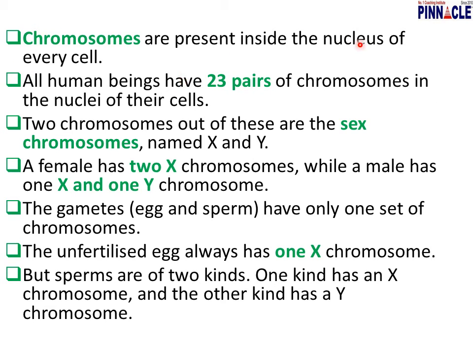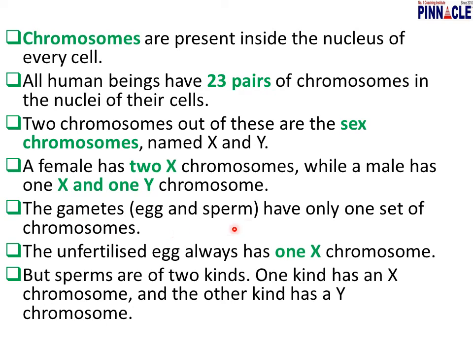Chromosomes are present inside the nucleus of every cell. All human beings have 23 pairs of chromosomes. The word 23 pairs is important. These 23 pairs mean 46 total chromosomes in the nucleus of the cells. Two chromosomes out of these are sex chromosomes. We call them X and Y chromosomes. A female has two X chromosomes only, very important, while the male has one X and one Y chromosome.